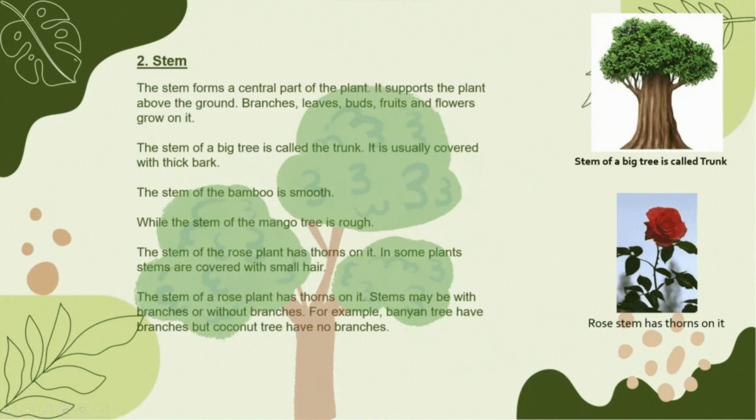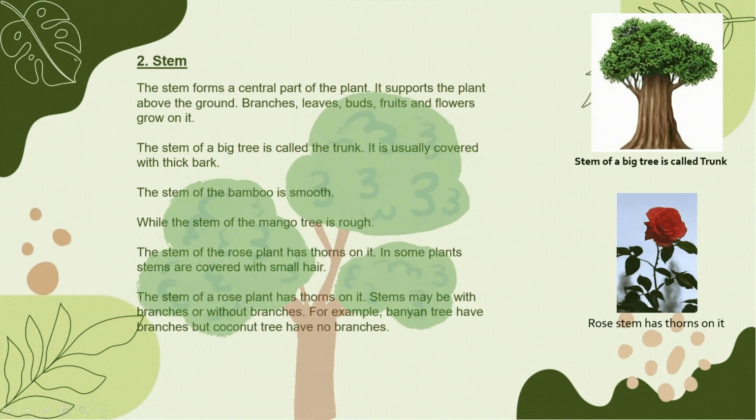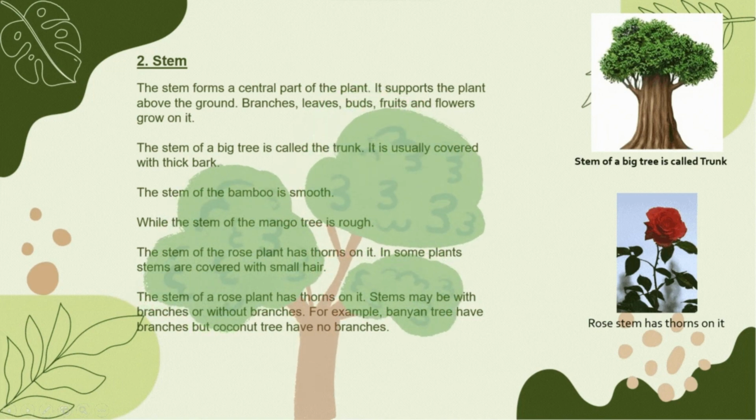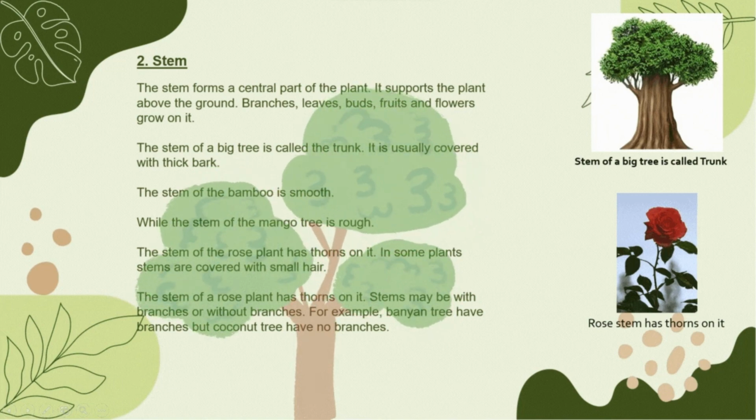Stem. The stem forms a central part of the plant. It supports the plant above the ground. Branches, leaves, buds, fruits and flowers grow on it. The stem of a big tree is called the trunk. It is usually covered with thick bark. The stem of the bamboo is smooth, while the stem of the mango tree is rough.